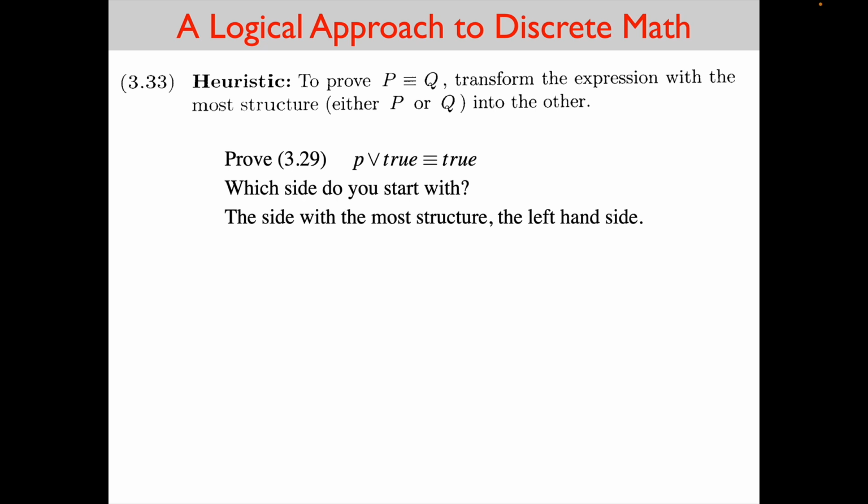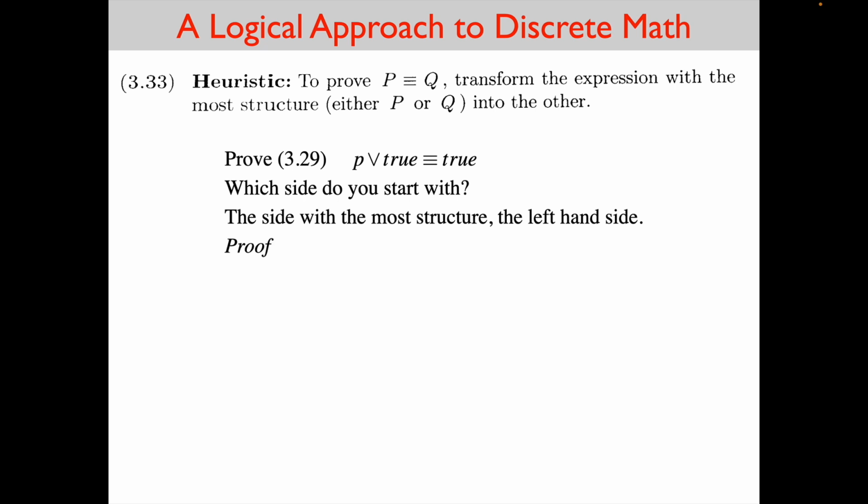And this heuristic says that you start with the side that has the most structure. So think about it. On the left-hand side of the equivalence, we have P or true. On the right-hand side, we just have true. Which one has more structure? Well, obviously, the one on the left-hand side, P or true. That is the side with the most structure. Therefore, that's the side that we start with, and we get that to be true, which is on the right-hand side of the equivalence.